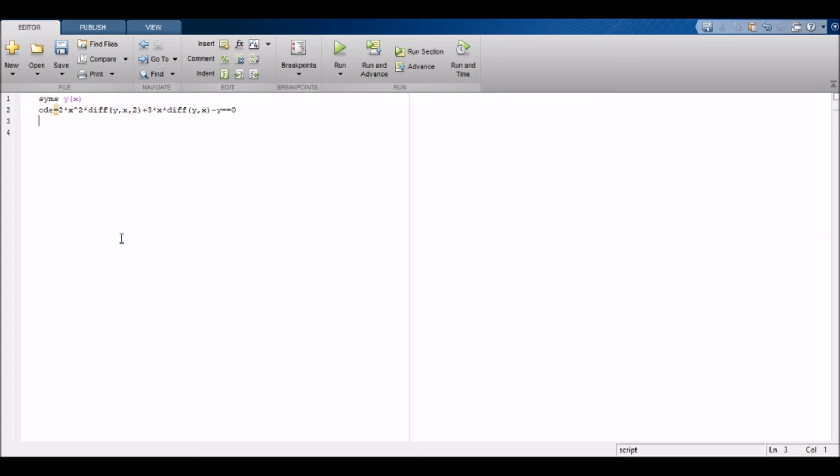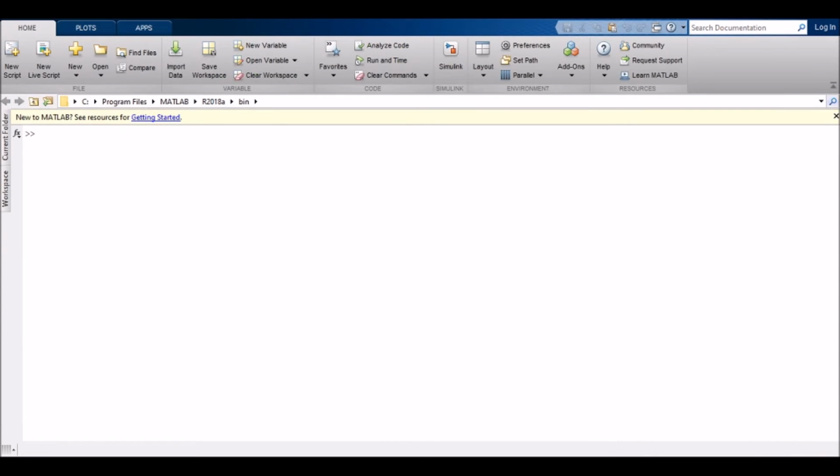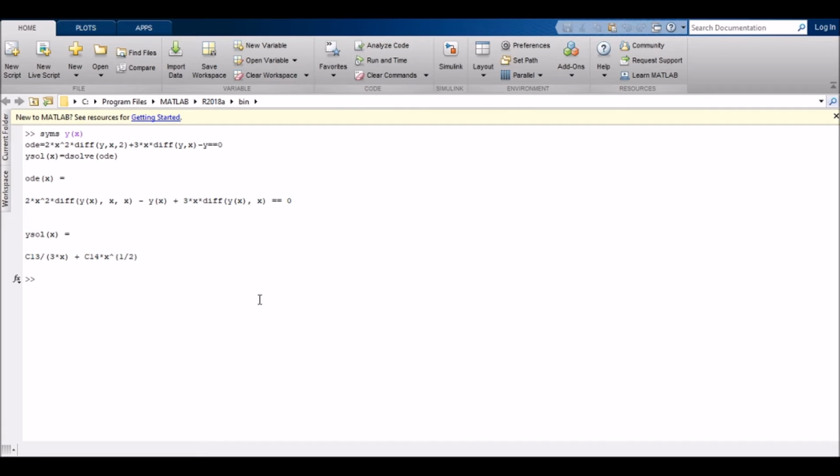Now third step is y solution of x equal to dsolve ODE. Here no initial conditions are given. If initial conditions are given, we apply these conditions and run this program in command window. We get the solution. This is the solution of Cauchy's equation.